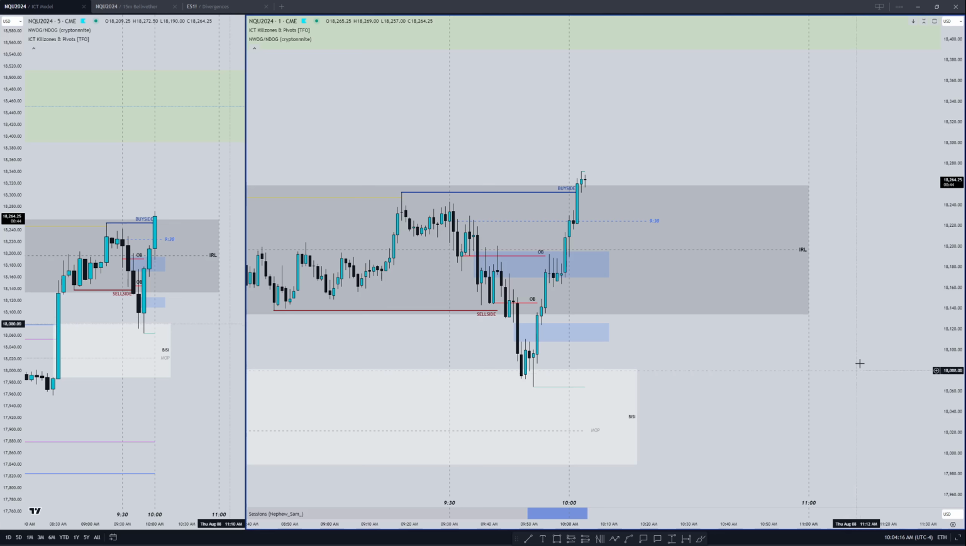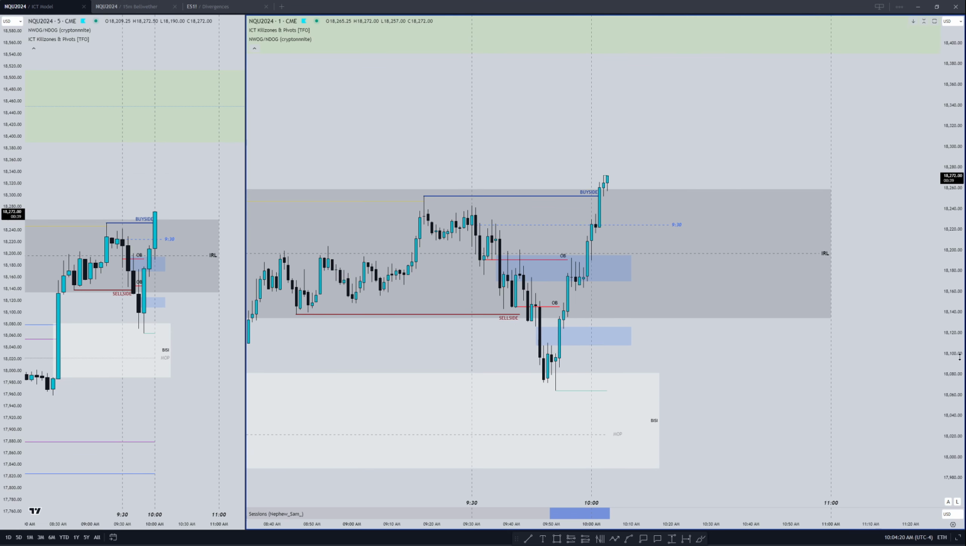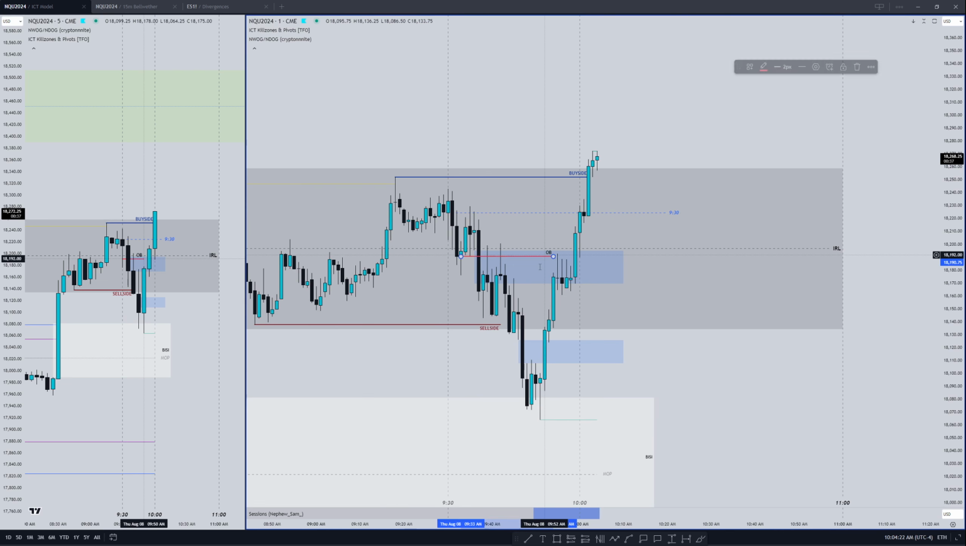956 would be a valid entry. Why? Because we now are trading within a breaker. So we don't need to see a discount run. Right? We have a bullish breaker outlined here. CISD.